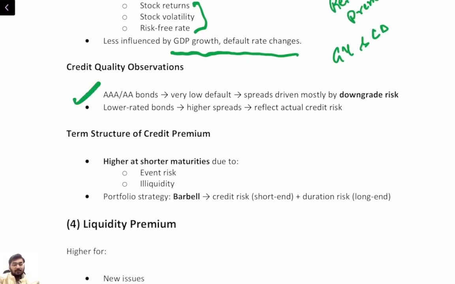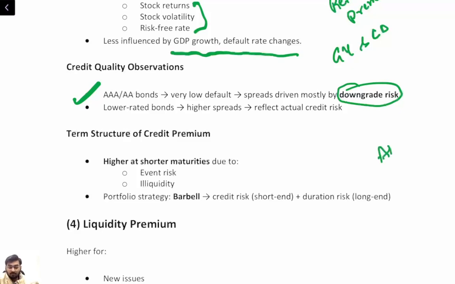One way to understand the default rates is through the rating of the bonds. AAA, AA, they have very low default rates, and their credit premium is mostly due to the downgrade bias. Now what is this downgrade bias? Downgrade bias means it is easier for a company to get downgraded than upgraded. Clear? It is easier for a company to get downgraded than upgraded.